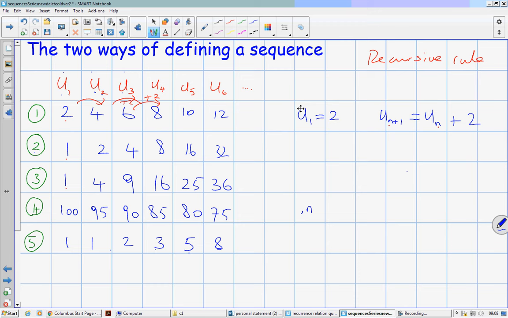So we need the first term. Now this one here is U1 equals 1. Okay, so we've got U1 equals 1. And so how would we get U(n+1) equals to from the term before? How do you get it? To Un is times by 2. Okay.